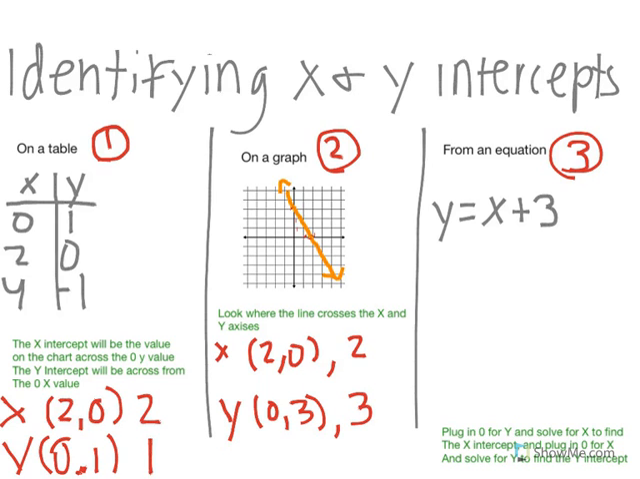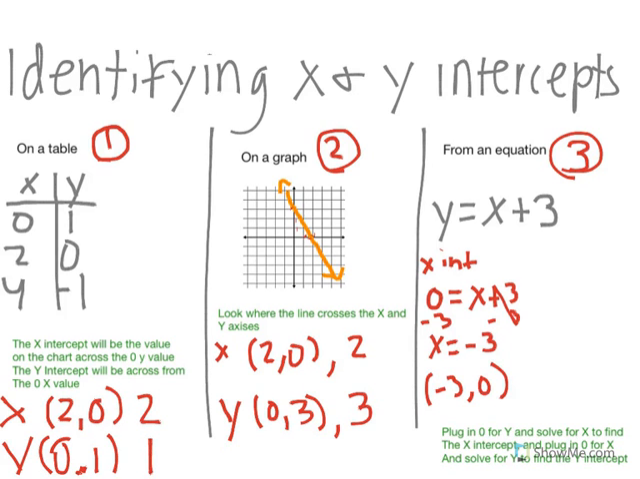From an equation. This is the hardest of the 3. You plug in a 0 for y to solve for the x-intercept, and you plug in 0 for x to solve for the y in the y-intercept. So let's start with the x-intercept. Plug in a 0 for y. We solve it out. x is equal to -3. So the point's going to be -3, 0.